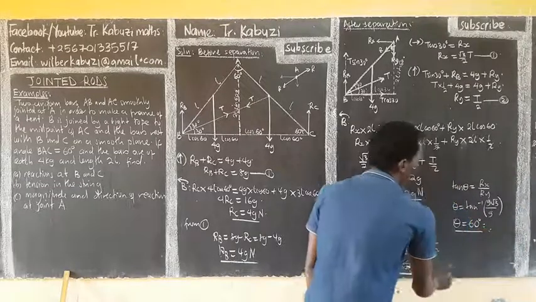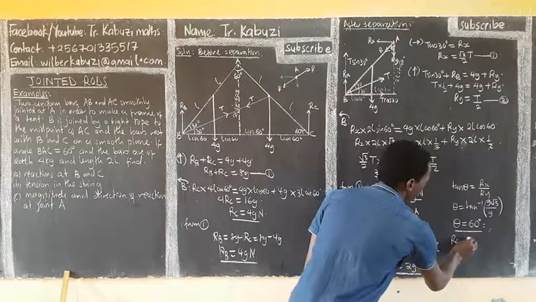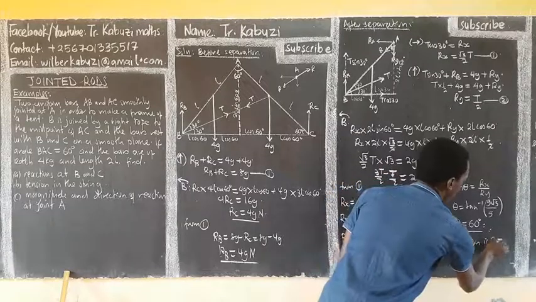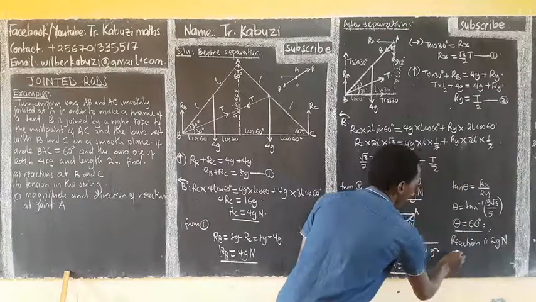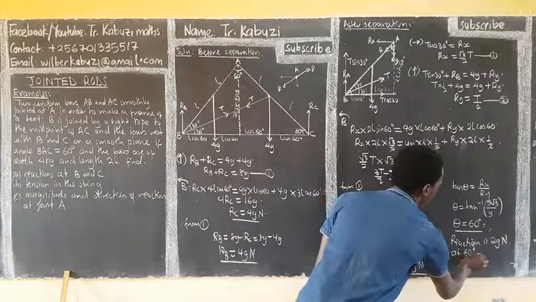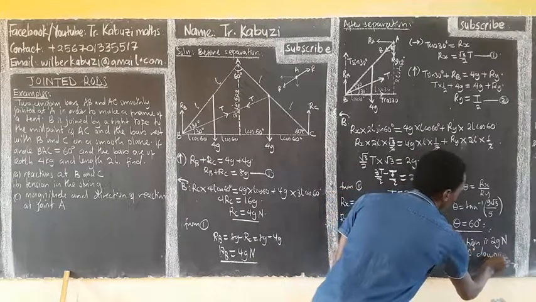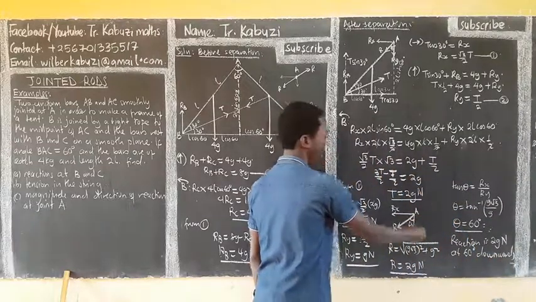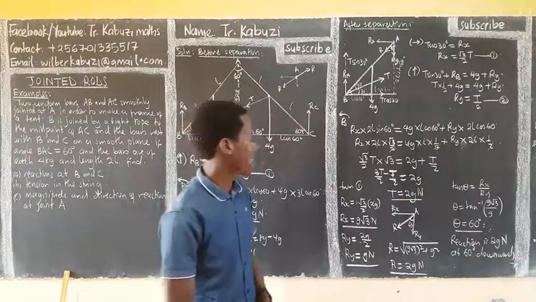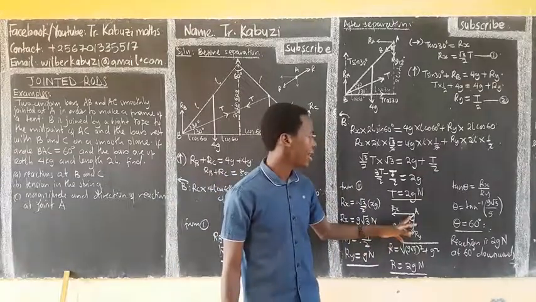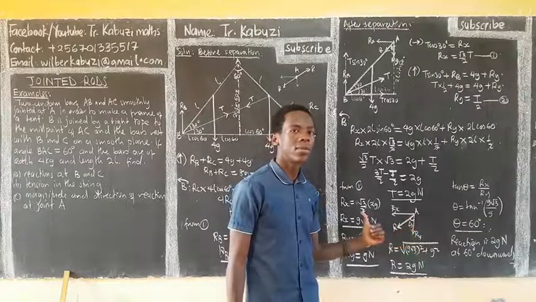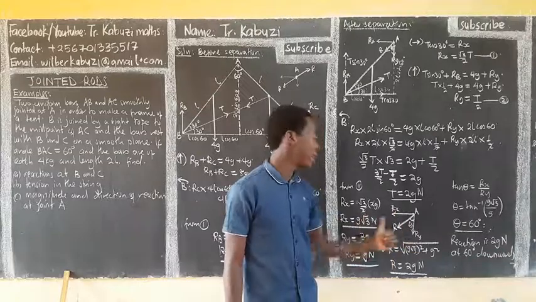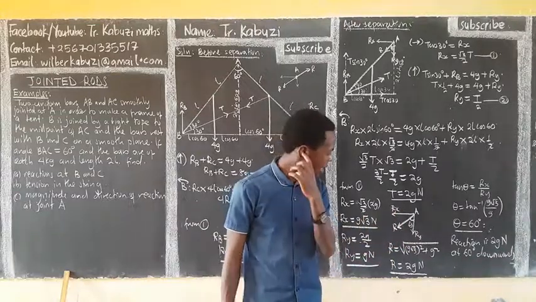Therefore, the reaction is 2g newtons at 60 degrees downwards. Why am I saying downwards? Because that's my angle, I set it downwards. So basically, that's what we had to get. Or if you set it here, that's going to be 30 degrees, to the left, or eastwards. So that's it, members. I wish you best.